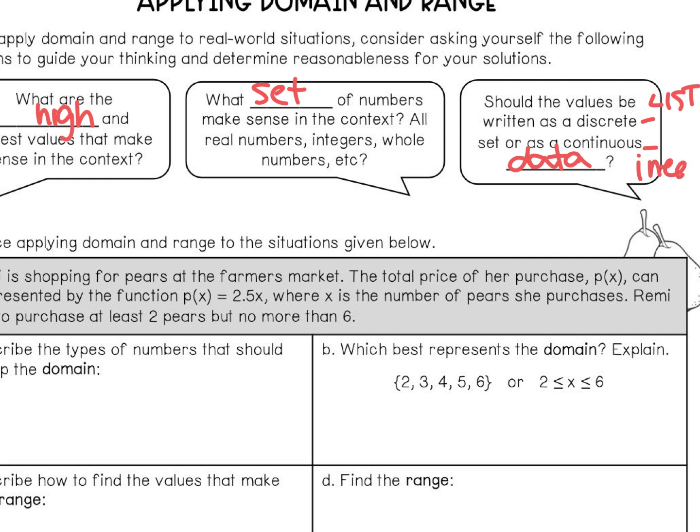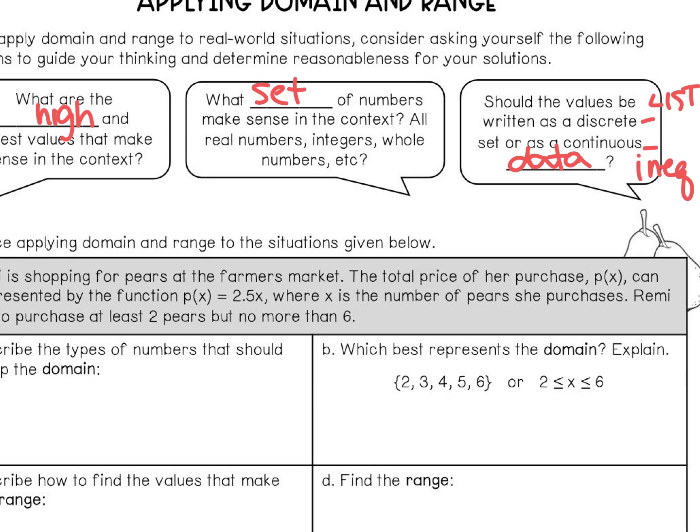Continuous uses the inequality. So you have to think about, can we have half of whatever we're talking about? That's going to help you determine if it's a list or an inequality. Yes, if we have half, then we're going to use continuous. We'll use inequalities, except for maybe money, right? But if we're talking about people, jerseys, things like that, those would be a list.